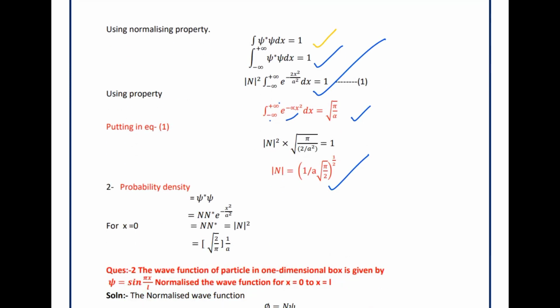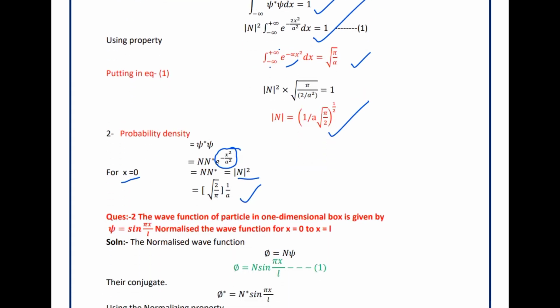If we take x is equal to 0, then psi star psi is n mod square. This is the maximum value because of e to the power minus x square by a square, which has the lowest exponent for x equal to 0. So at x equal to 0, we get maximum probability density. Its value is this.